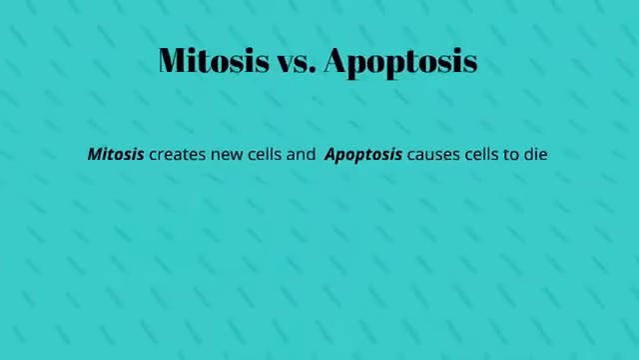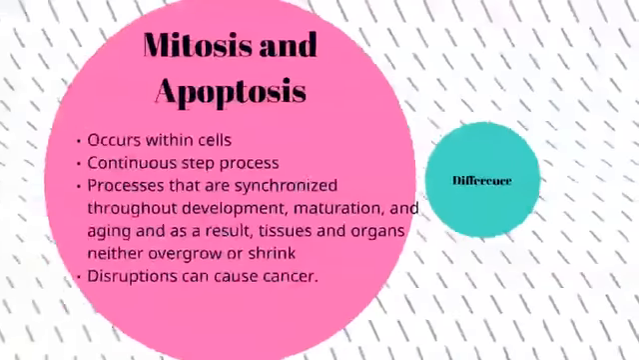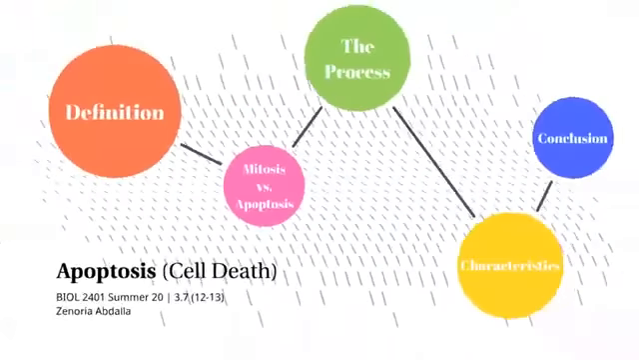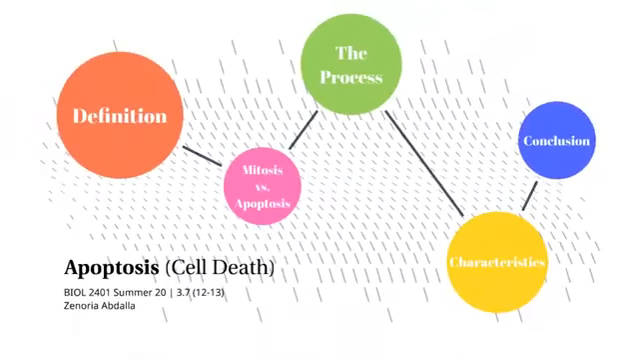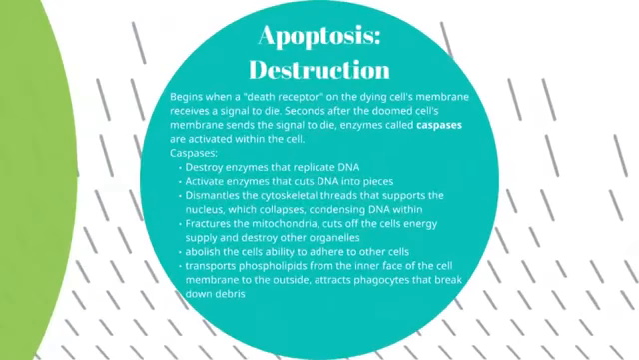So let's talk about the big difference. Well, the major difference is mitosis creates new cells and apoptosis causes cells to die. All right, so let's move forward to the process. So remember, apoptosis is a continuous stepwise process. So let's go into cell death.